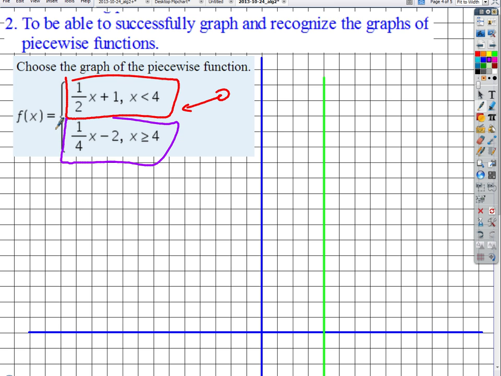The other one is going to be to the right. It's also going to be sloping up, a positive slope. Does it include the endpoint? Okay, so that's closed. So we know that's basically the look we're going to get. Now let's put those in there. So let's do the red one first.